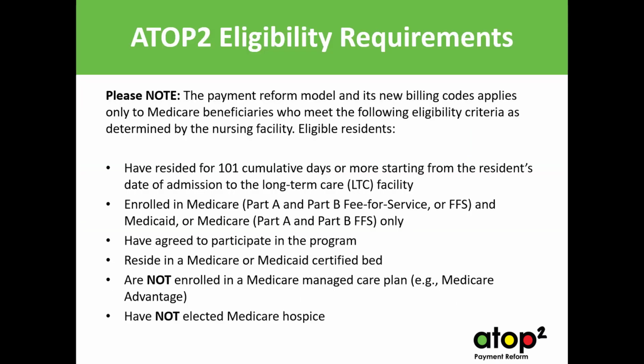Please note, the payment reform model and its new billing codes applies only to Medicare beneficiaries who meet the following eligibility criteria as determined by the nursing facility. Eligible residents must have resided for 101 cumulative days or more starting from the resident's date of admission, be enrolled in Medicare Part A and Part B fee-for-service and Medicaid, or Medicare Part A and Part B only, have agreed to participate in the program, reside in a Medicare or Medicaid certified bed, not be enrolled in a Medicare managed care plan, and have not elected Medicare hospice.